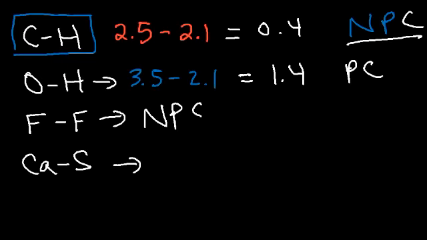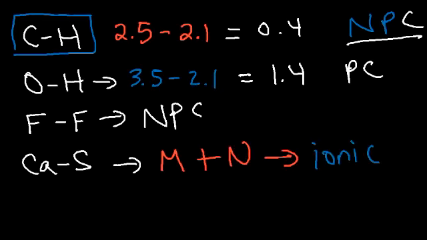Now, calcium sulfide. For this, you really don't need the electronegativity values. You just need to know that calcium is a metal and sulfur is a nonmetal. And then you could say it's ionic. If you have one element all the way to the left side of the periodic table and another all the way to the right side, it's going to be ionic.